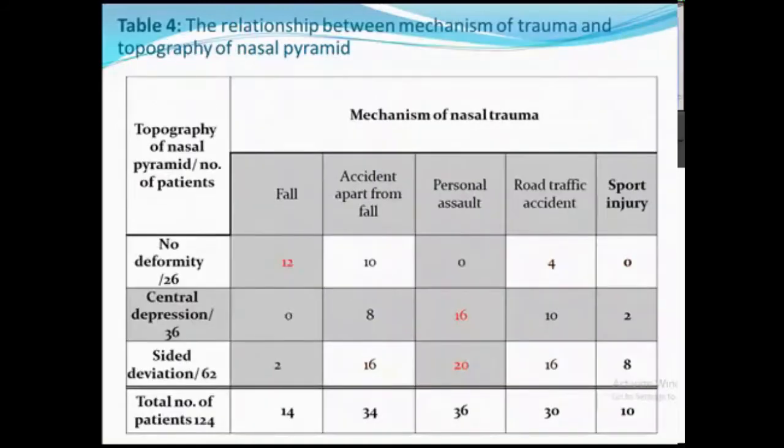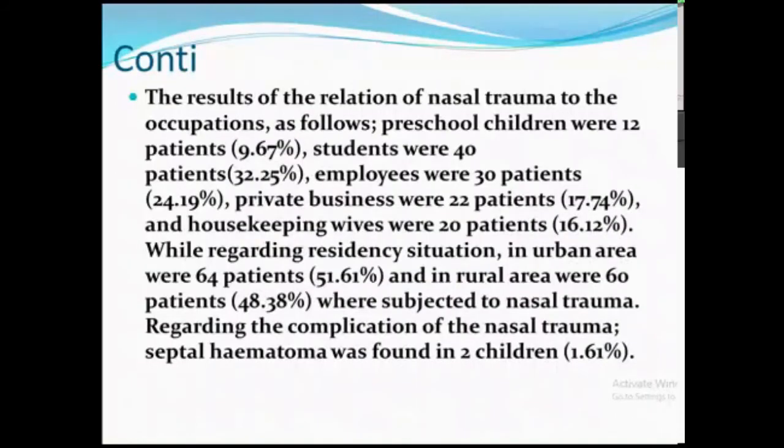Table 4 shows the relationship between the mechanism of nasal trauma and topography of the nasal pyramid. No deformity was found in the fall cause, center depression was most commonly found in personal assault, as well as side deviation, mostly caused by personal assault. Regarding the relation of nasal trauma to occupation, the most common finding was in students, followed by employees.